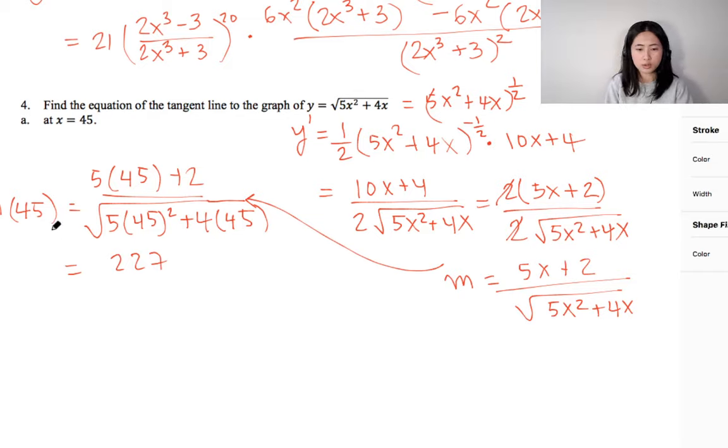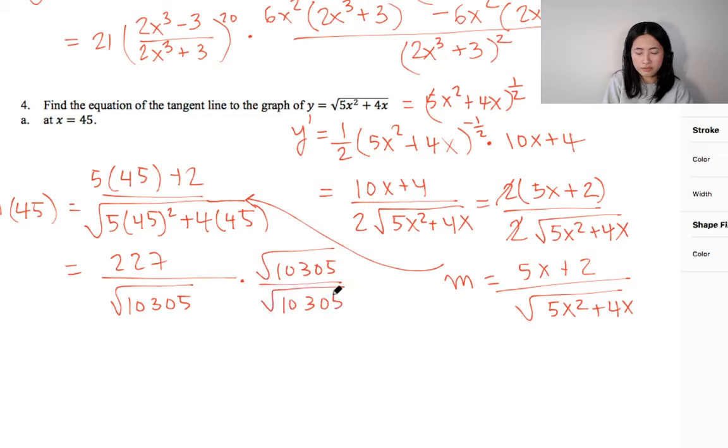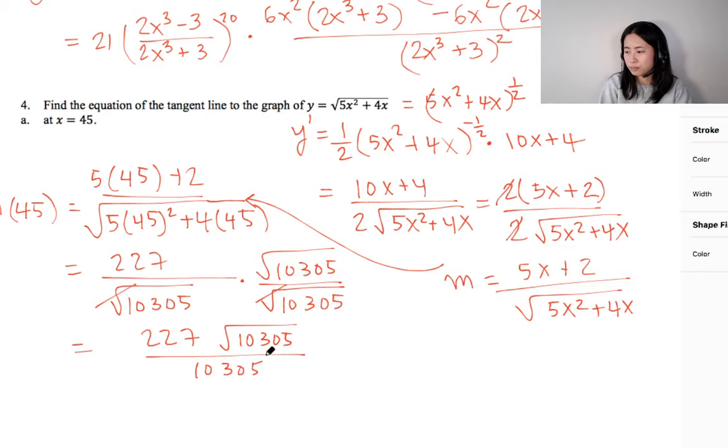So the one inside your root is actually equal to 10,305, right? So the root of 10,305. So we can simplify this. Remember, when you're trying to get rid of your radical in your denominator, all you have to do is multiply both your numerator and your denominator with the radical, so you can actually get rid of the radical. So this is 10,305 divided by square root of 10,305, and then you can see that you can get rid of the radical, right? So this is 227 square root of 10,305 over 10,305. Great. So that's our slope, right?